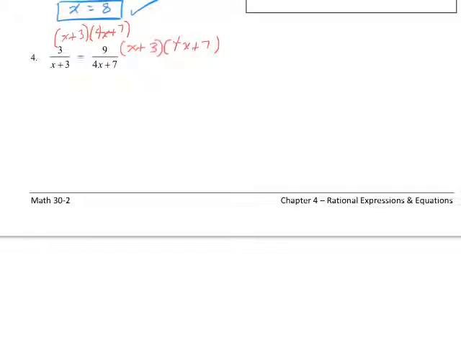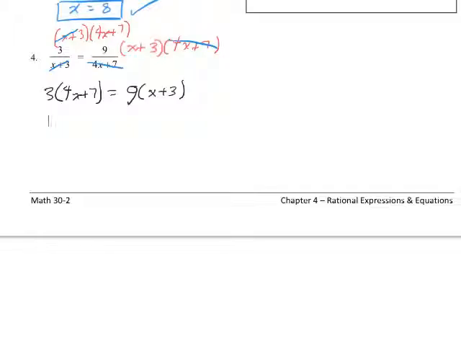So when I multiply the left side, these x plus 3's cancel out, and on the right side, the 4x plus 7's cancel out. Now we could think of this as cross-multiplying, and that would save a step, but when the equations get more complex, cross-multiplication doesn't work. So at this point, we can multiply the 3 times that 4x plus 7 on the left, and on the right we'll have 9 times x plus 3.